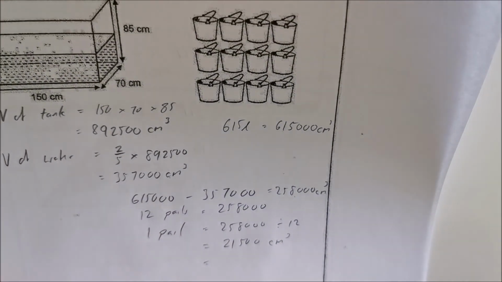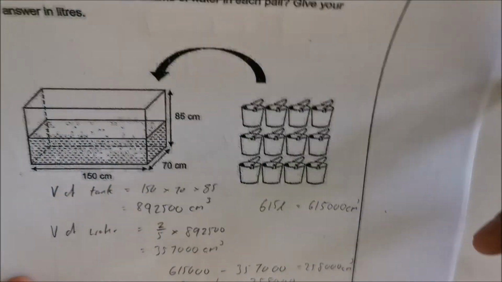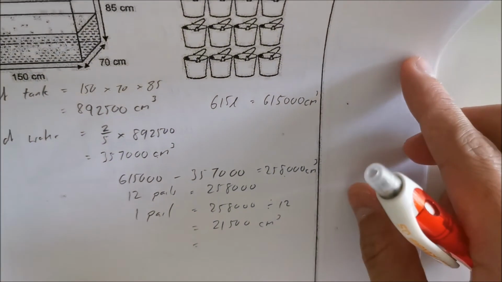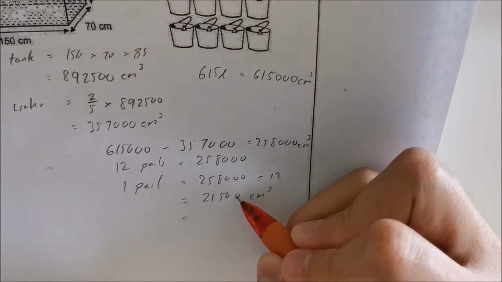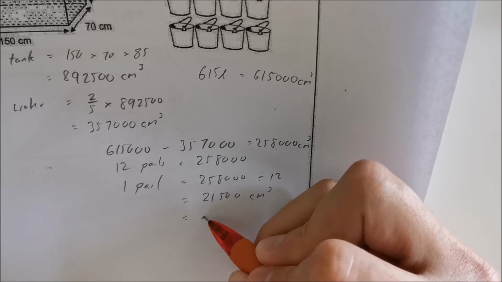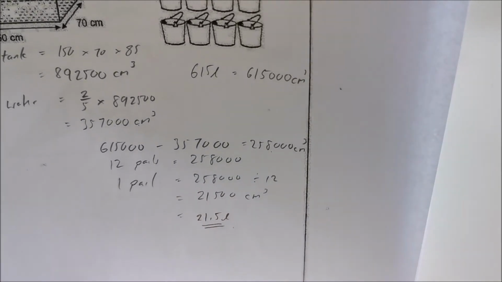But guys, please take note, the question wants you to express in liters. Okay, so we just divide by 1000. You can use your calculator to do so, or you can just shift the decimal point. So it will be just 21.5 liter. Okay, and that's the answer.